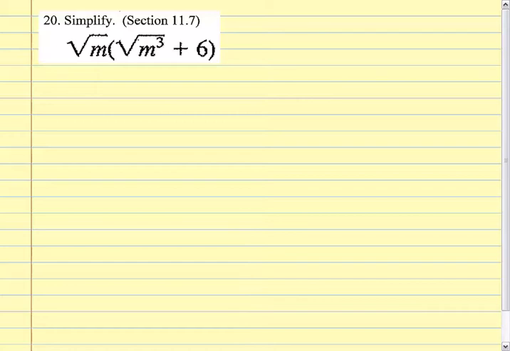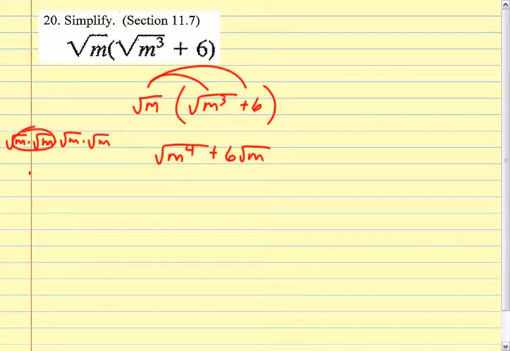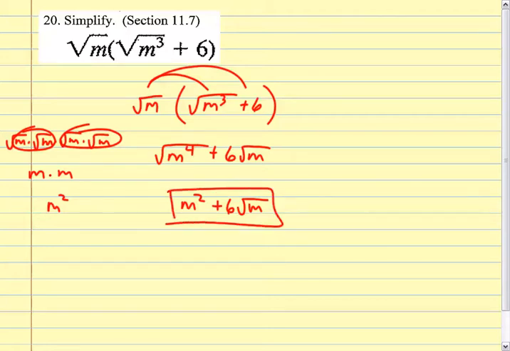Oh, good stuff here. Square root m times square root m cubed plus 6. Okay, I've got to distribute. And remember, I can multiply radicals, so that's going to give me the square root of m to the 4th plus 6 times the square root of m. Okay? Now, root m to the 4th, that's root m times root m times root m times root m, right? And a pair gives us the number underneath. So m to the 4th turns into m squared. I can't do anything with 6 times root m because one's a root and one's not. Okay? So that's it. We have simplified as much as we can there.